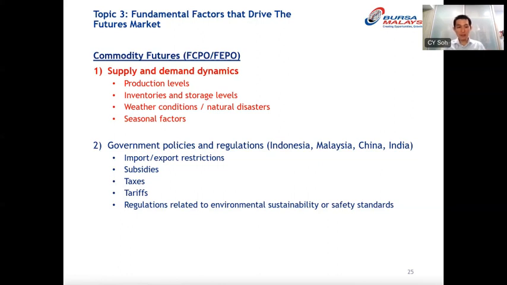And the second factor that would influence your commodity futures would be government policies as well as regulations. Government policies and regulations can impact commodity prices, such as import and export restrictions, subsidies, taxes, tariffs, and regulations related to environmental sustainability or even safety standards. All of these policies can have a direct influence on the supply and demand of the commodities that you're trading.